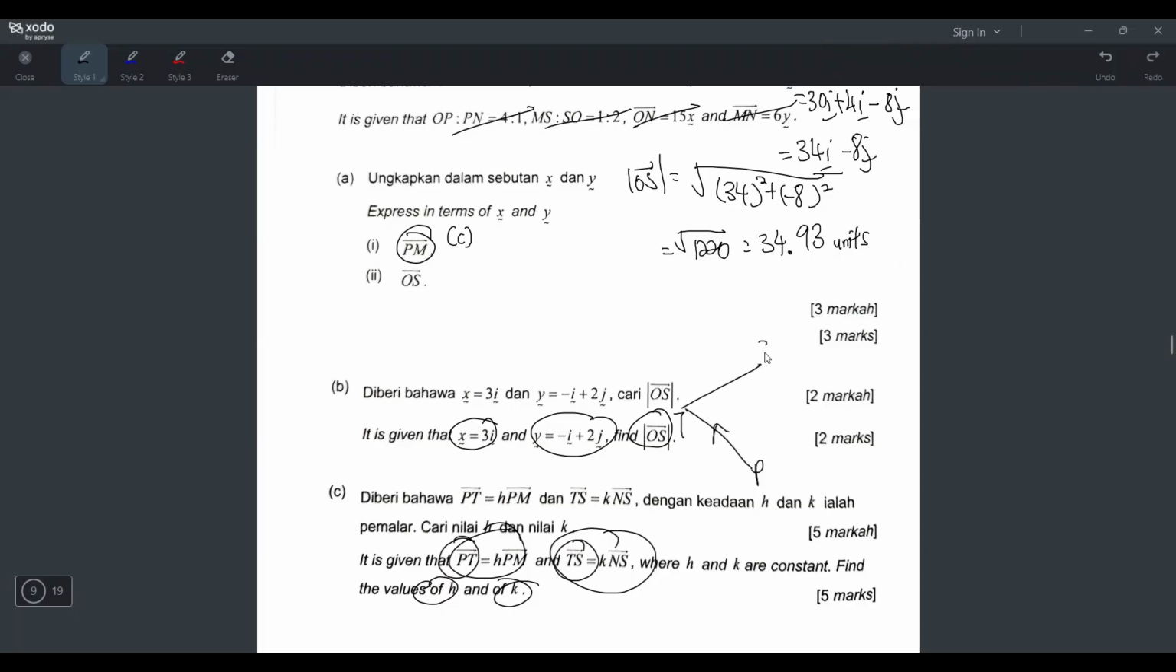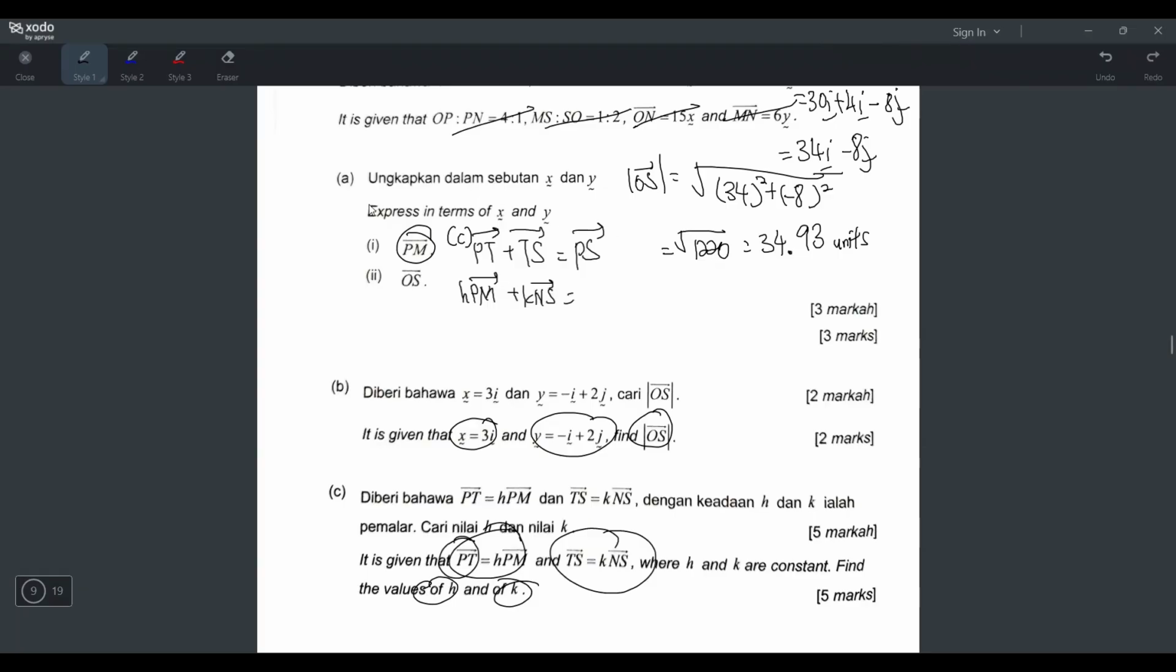and then going from T to S. What is the connection here? What is the missing line here? PS, right? So what I will do now is write PT plus TS equals PS. And the reason why I do it like that is so that for the PT, I can write hPM now. And then for the TS, I can write kNS now.